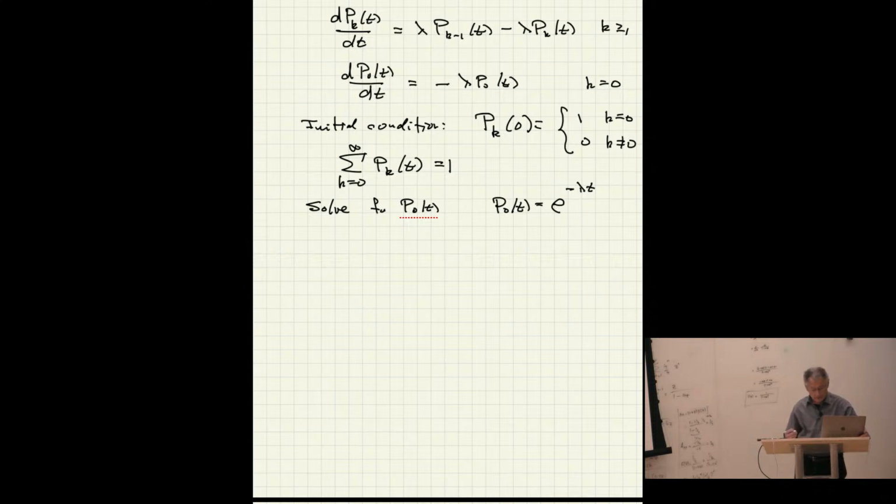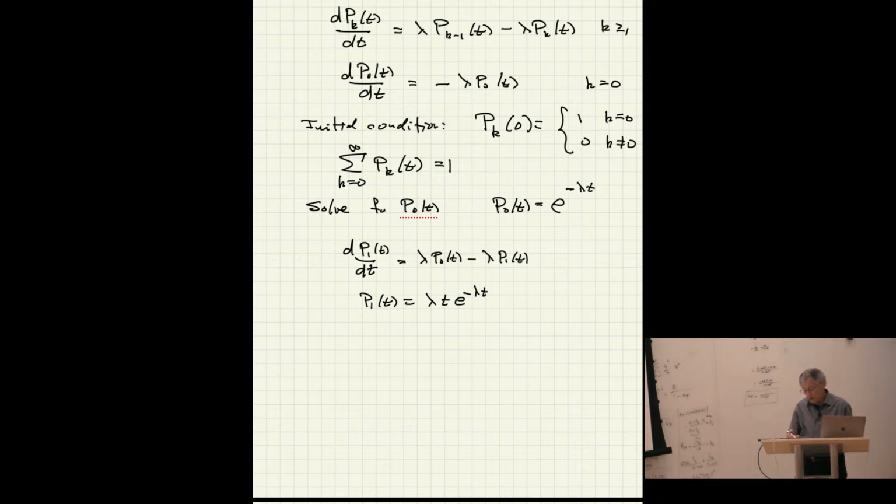If you do that, you'll get, for k equals 1, dp_1(t)/dt is equal to lambda p_0(t) minus lambda p_1(t). But we know what p_0(t) is, we can plug it in, do a simple solution, and we'll find that p_1(t) equals lambda t e to the minus lambda t.